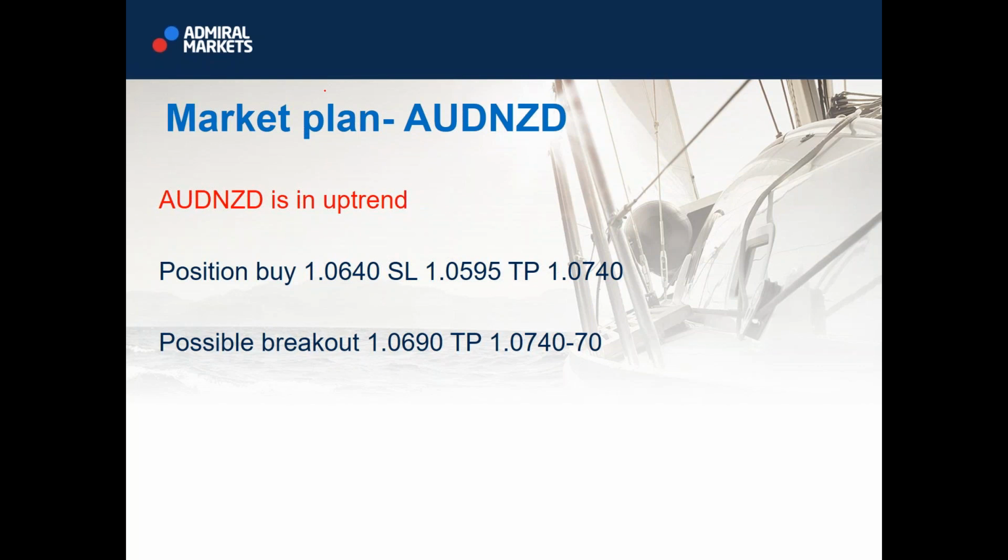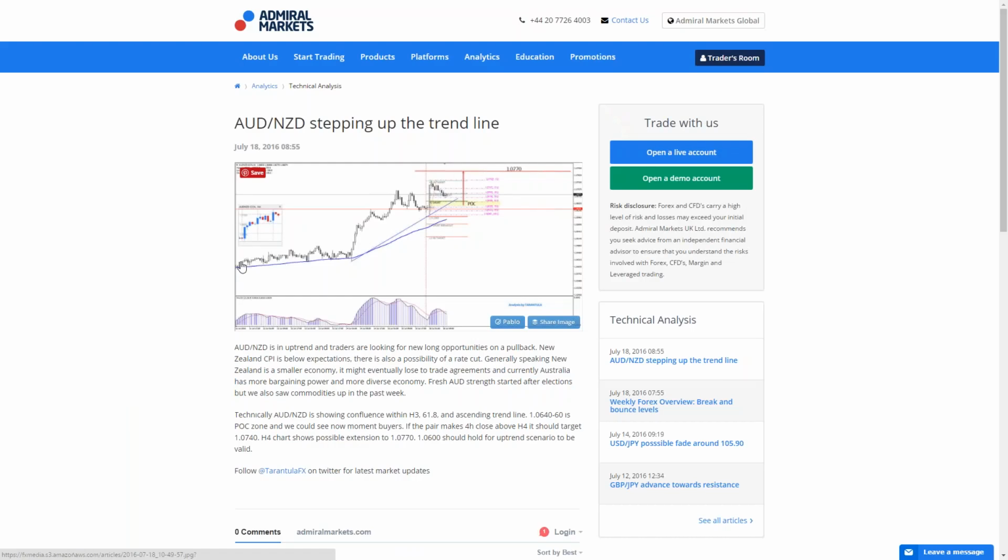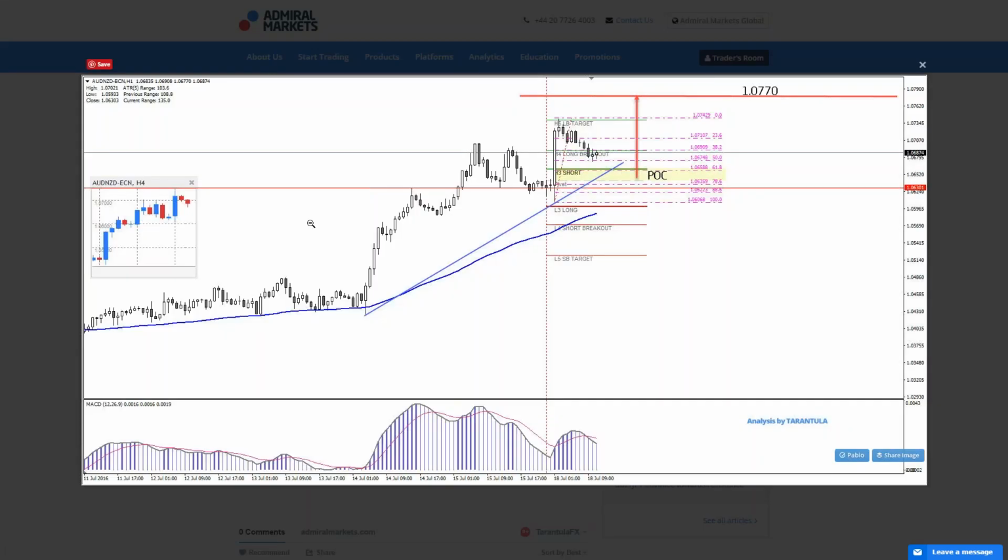Now the reasons for my trade setup are clear and I said it today. So go and read it on the Admiral Markets website. You see, it's stepping up the trend line. So this is an uptrend and we could see some additional buying should the price proceed into POC, but it's struggling to break this region here.